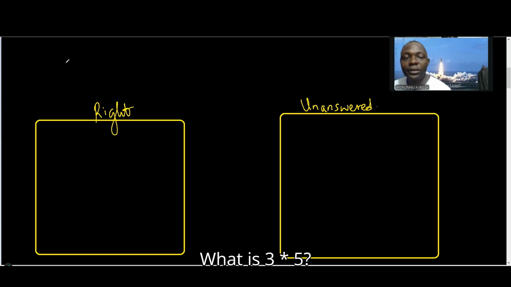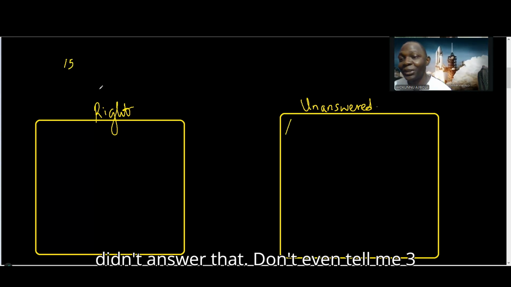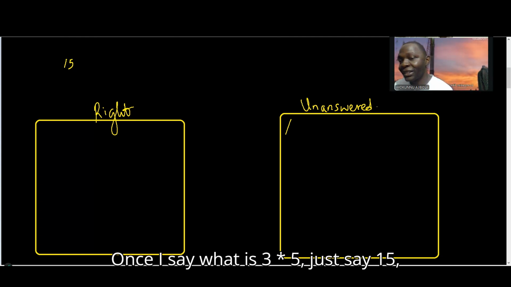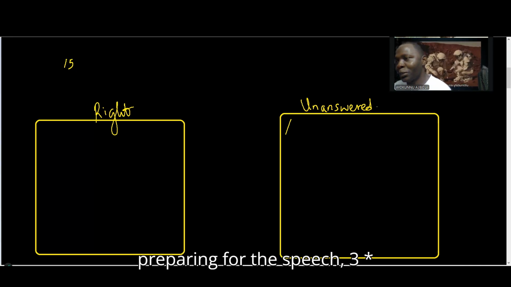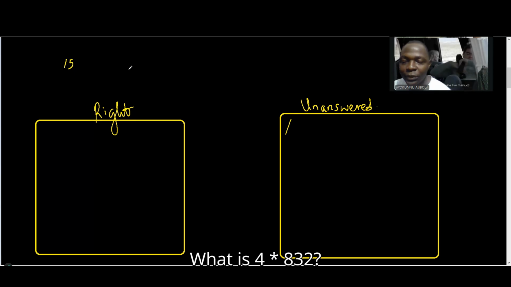What is 3 times 5? 15. You didn't answer that. Don't even tell me 3 times 5, just give me the answer straight. Once I say, what is 3 times 5, just say 15. By the time you start preparing for the speech, I would have said it. What is 4 times 8?